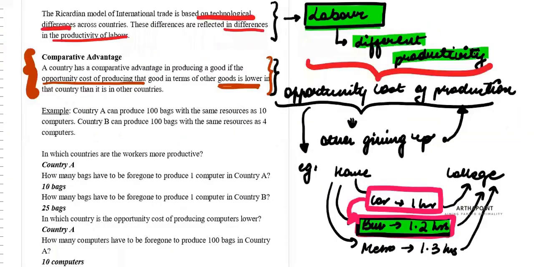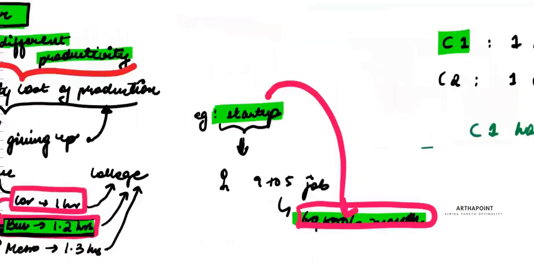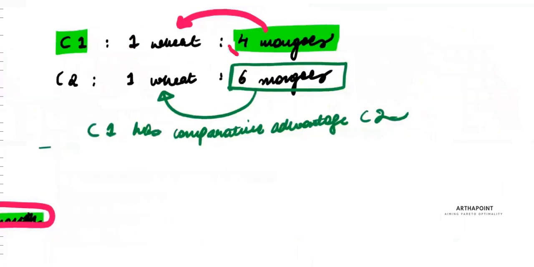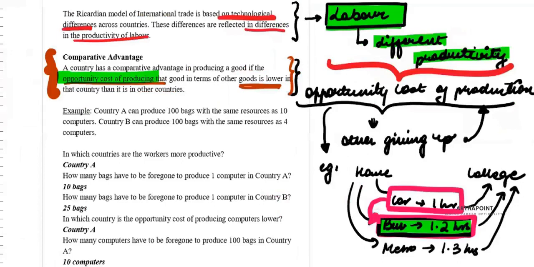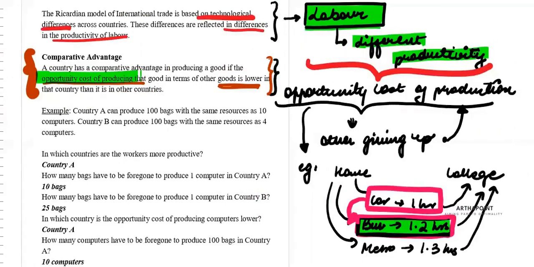Let's take this from here now. So what is a comparative advantage? You find out the opportunity cost of production. How much are you giving up? In the first case, I gave up 4 mangoes. In the second case, I gave up 6 mangoes. So what is the opportunity cost of that good? How much are you giving up in terms of the other good? Wherever that is lower, that country has a comparative advantage.